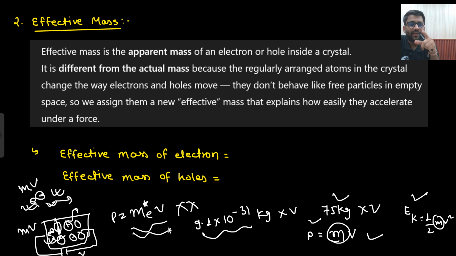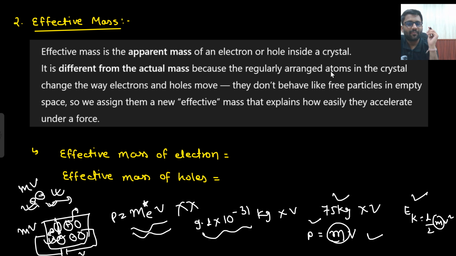If I want to use the formula of kinetic energy, half mv square, then in place of m I will put m star, and in place of momentum I will put m star into v. Are you able to understand this point?